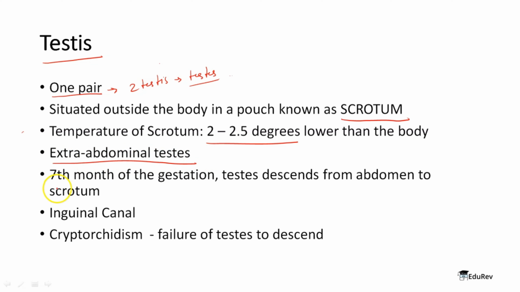Now, this is not the case in fetal stage of the baby, right? So, at that time, the testes are present inside the abdomen and they descend from the abdomen to the scrotum in the 7th month of gestation period, with the help of inguinal canal, right?